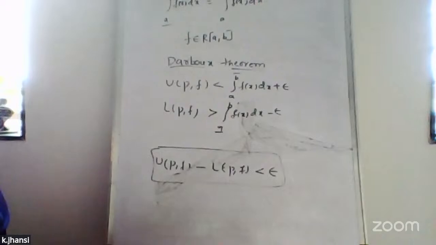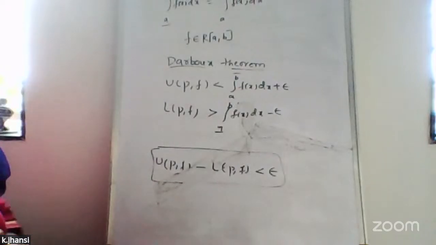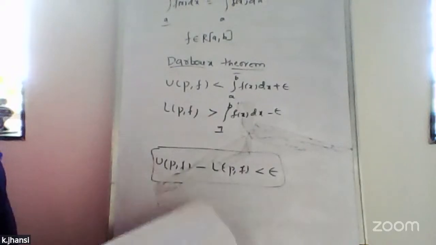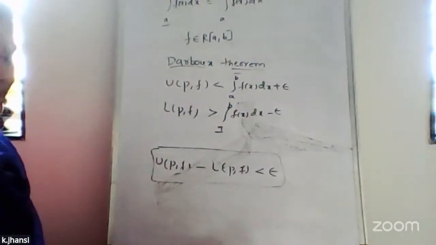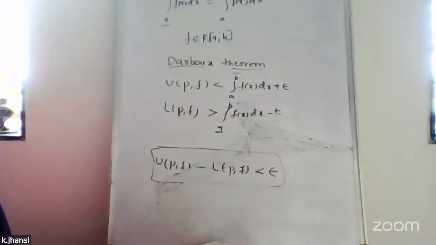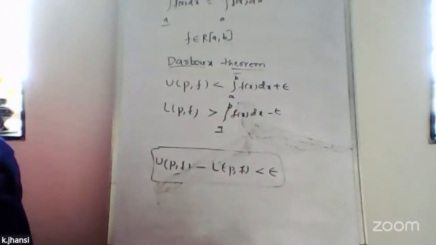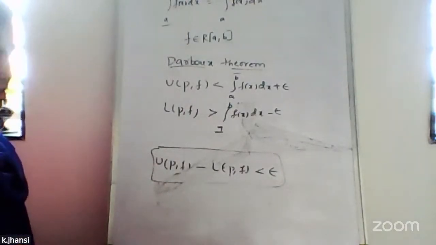Let f be defined on the closed interval 0 comma 1 by f of x equals 1 if x is rational and equals minus 1 if x is irrational. Then f is not Riemann integrable over 0 comma 1. The does-not symbol is there, which means it does not satisfy the condition of Riemann integrability.